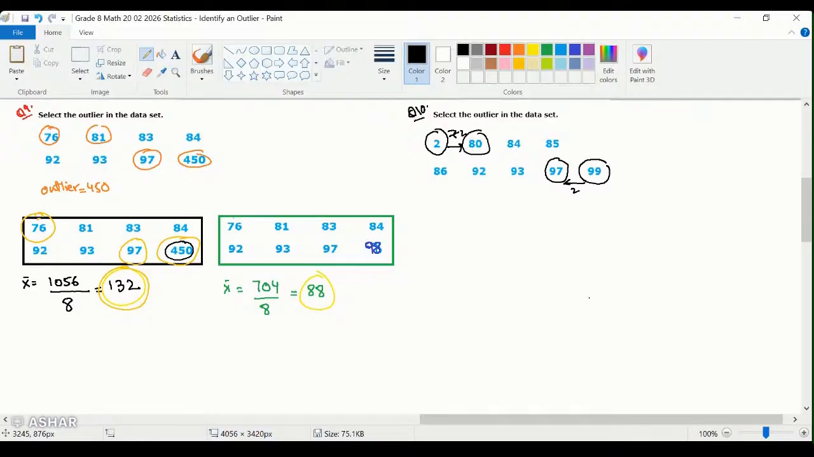Since the numbers are arranged in ascending order, if they were drawn on a line, then 2, if 2 was somewhere here, then 80, 84, 85, 86, 92 till 99 were very closely compact, right? That means just by looking at the information, we can suppose that 2 is the outlier.